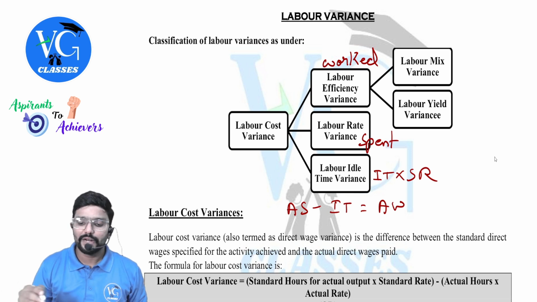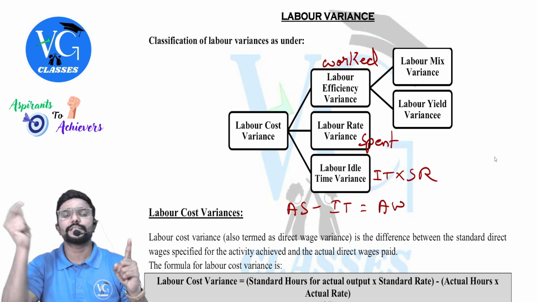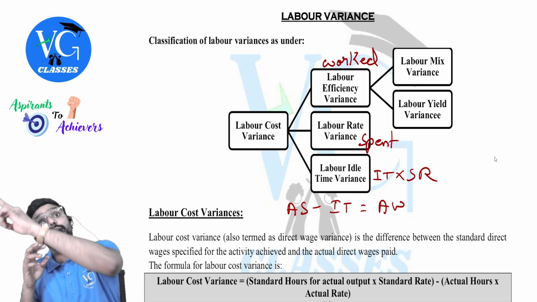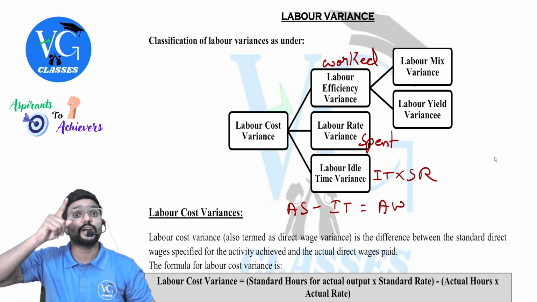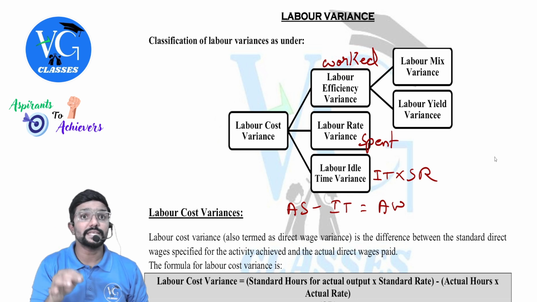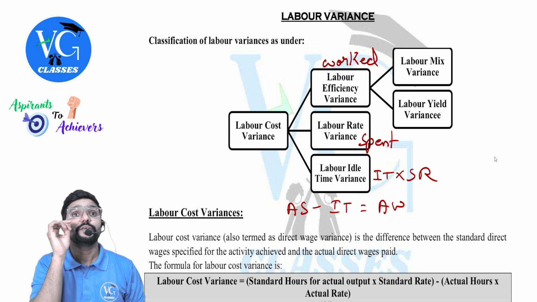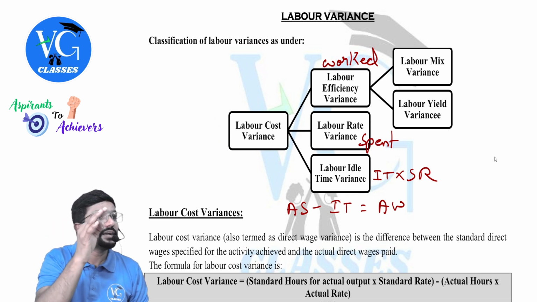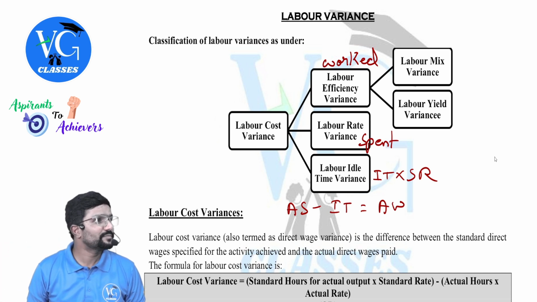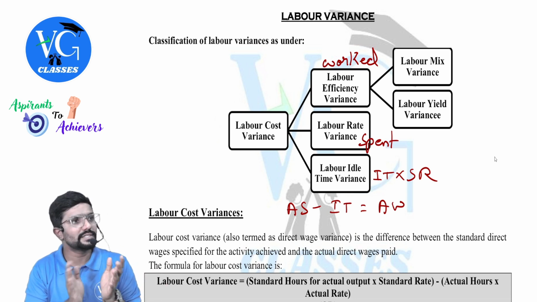Come on, guys. Here, for labor cost variance, what do I take? Standard labor cost minus actual labor cost. Standard labor cost, how do I get? Standard hours for actual output. Here also standard hours should always be for actual output, into standard rate, minus actual hours. We are making payment for what? Spent. Actual hours spent into actual rate. Hope you understood.